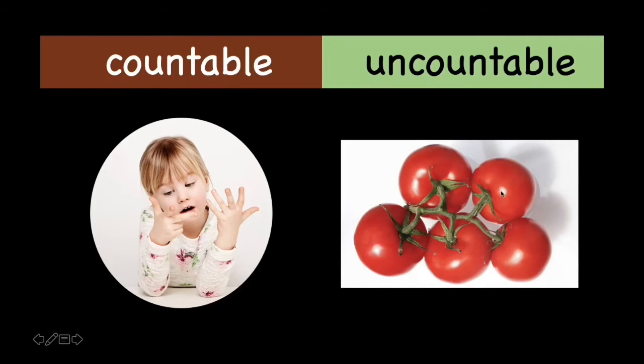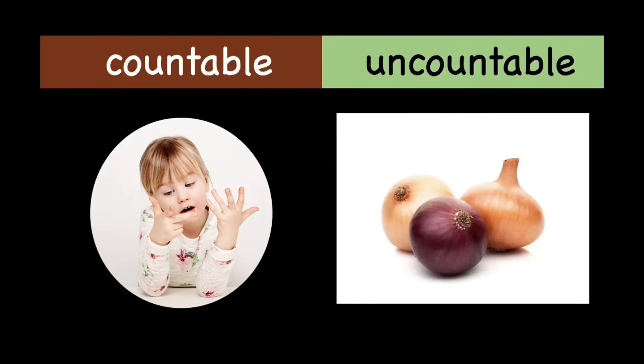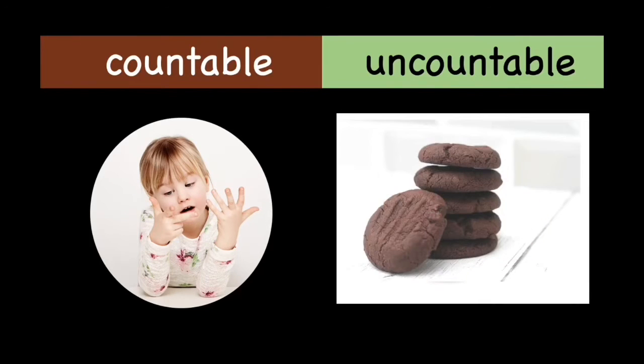Let's count together. 1, 2, 3, 4, 5. There are 5 tomatoes here. So we can count tomatoes. The tomatoes are countable nouns. Boleh dikira, okay? Let's take a look at the next example we have. Onions. Can you count the onions, guys? Let's count together. 1, 2, 3. So, can we count these onions? Yes, we can count these onions.